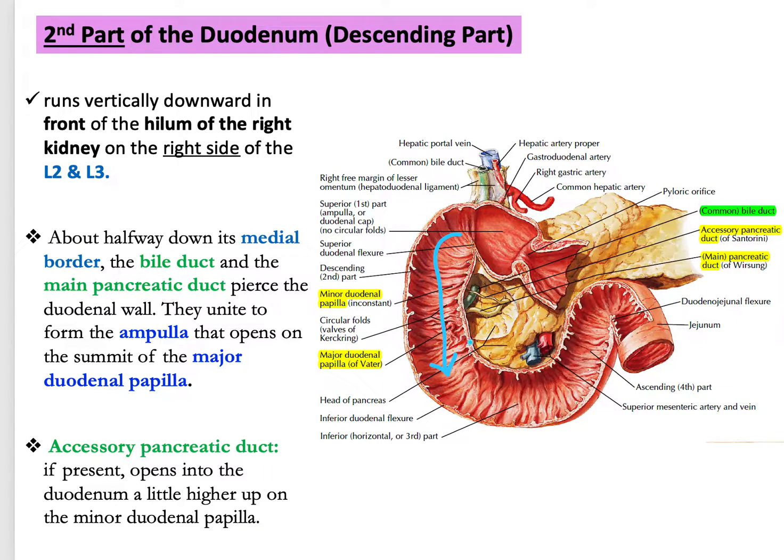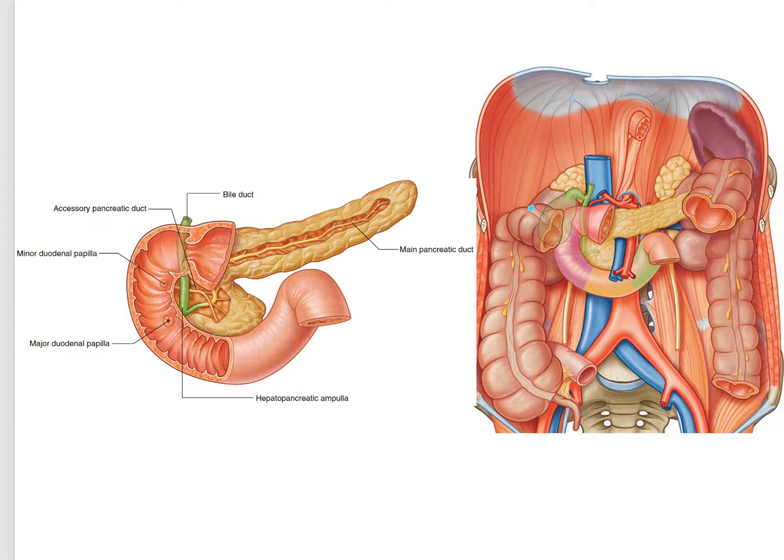This is the second part, the descending part of the duodenum, which moves vertically. Of course, it covers the front of the hilum of the right kidney. Let me show you. You see here, this is the right kidney. This is the shadow of the right kidney, and this is the right suprarenal gland. Look at the second part of the duodenum, which covers the front of the hilum of the right kidney. So it covers the anterior half of it on the right side at the level of L2, L3, but it extends from L1 to L3.